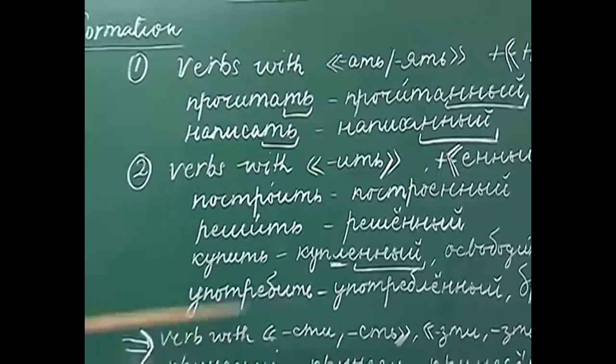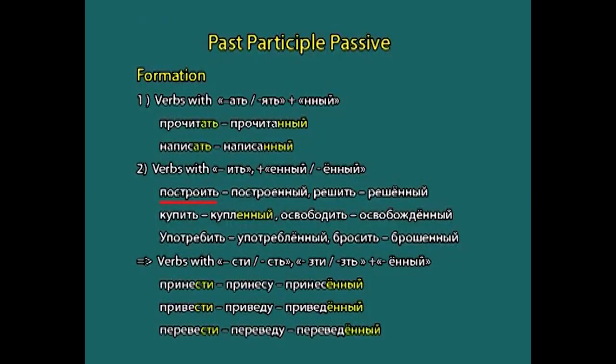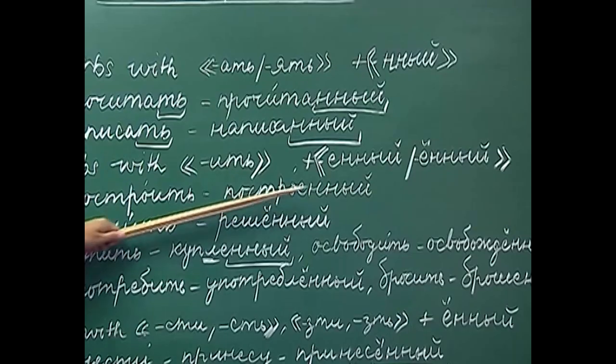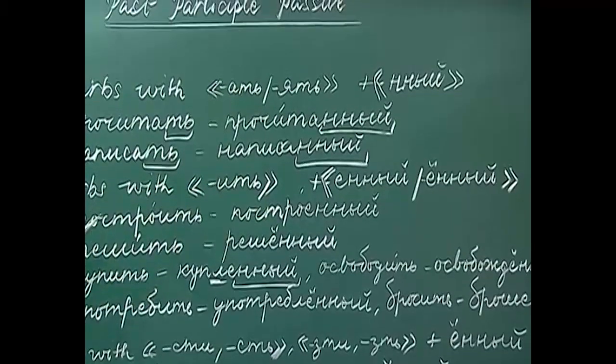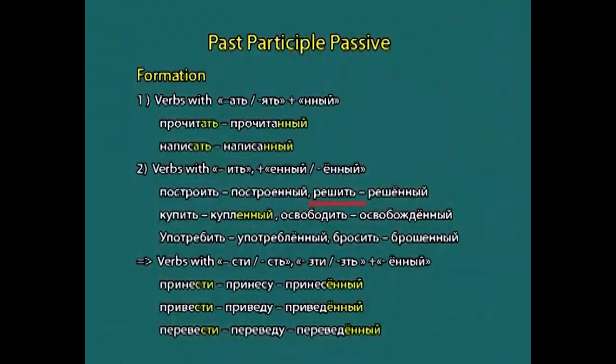For example, построить, построить is to build, построить ends with и and soft sign. So, that is why we will use the suffix енный. Построенный, построенный is the past participle passive from the verb построить. Решить, решить is the perfective aspect of the verb решать, to decide. Решённый, so here we are using ённый.